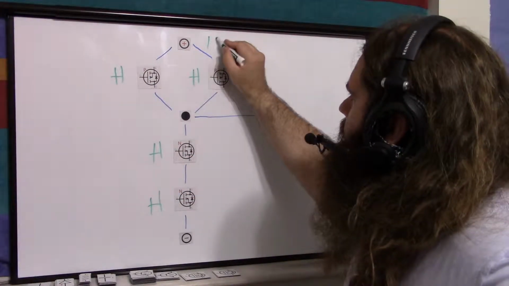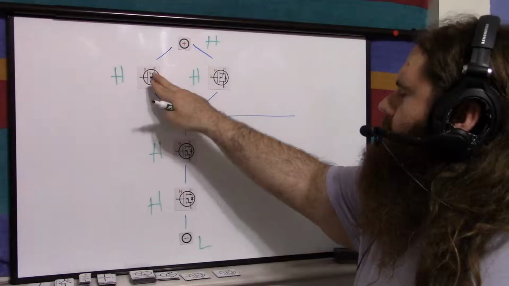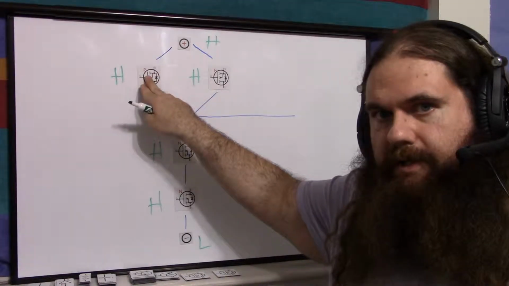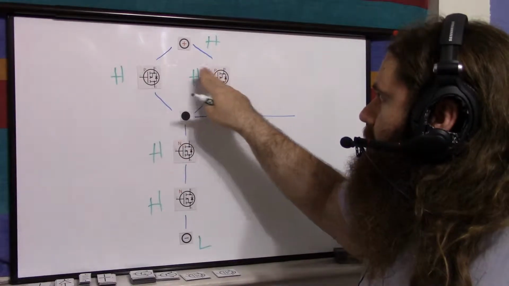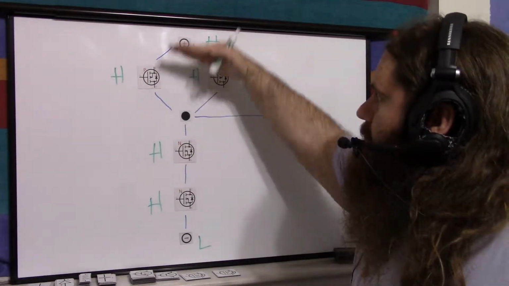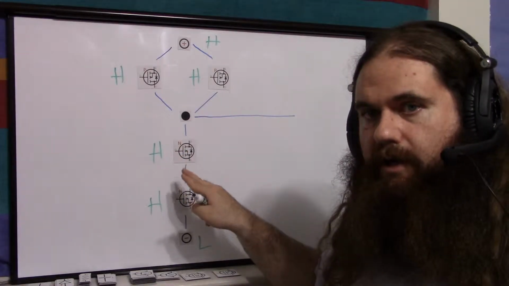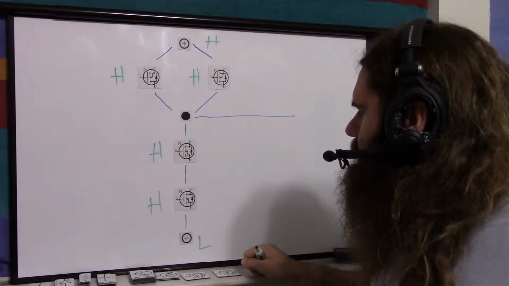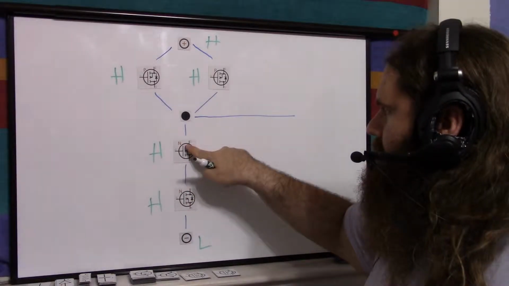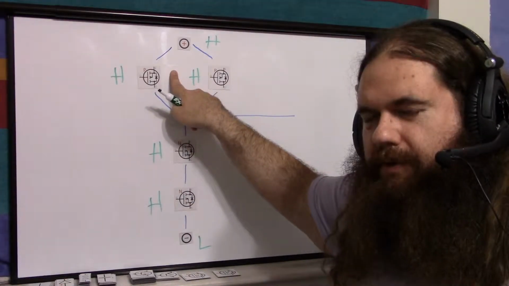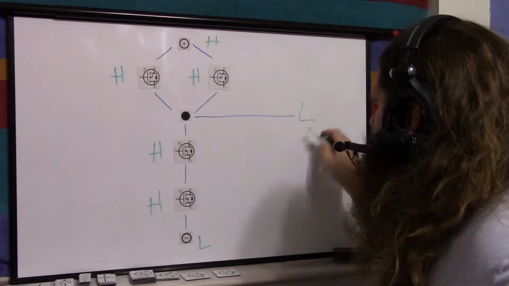Recall that the positive is high, the negative is low. So a high on the gate of a P-type will turn it off. So neither of these are conducting, so the positive is disconnected. But a high turns on an N-type, so both of these are open. So we've got negative, this is open going out, whereas both of these are closed. So we have our low here.